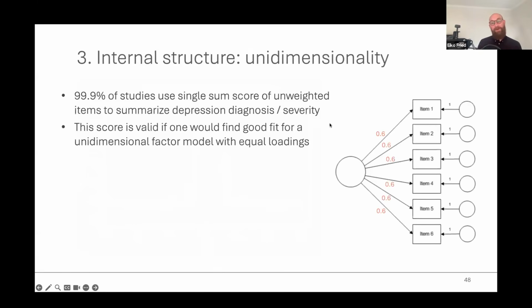Internal structure, it's tough talking about psychometrics and making it interesting, but we're trying here. Unidimensionality. All of you who have used depression measures in your papers usually report a total score or a sum score. And that's okay. I have done the same. But of course, this total score is based on the assumption that all the items contribute roughly equally to the total score. So from a factor modeling perspective, you assume that the factor loadings are roughly equal, not exactly, but roughly equal, right?